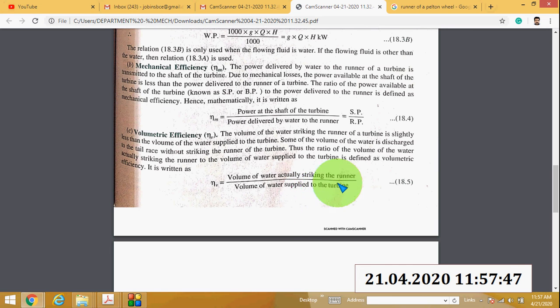We are supplying water to the inlet of the turbine, but the overall amount of water is not actually striking the runner. So what about the volume of the water actually striking the runner divided by the volume of water supplied to the turbine? This ratio is called volumetric efficiency.